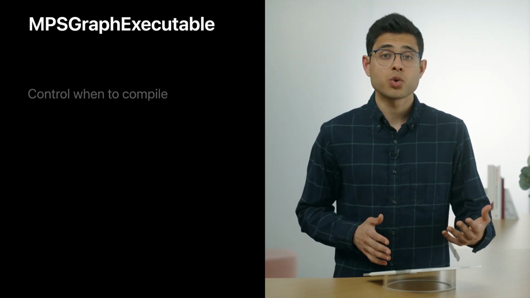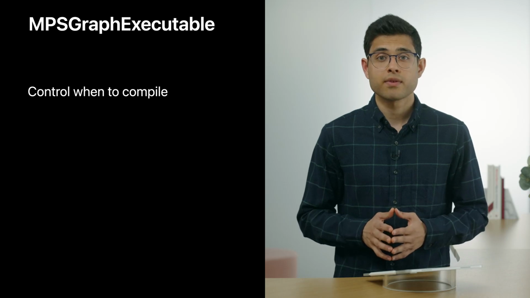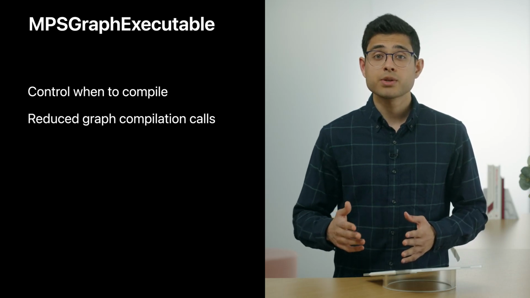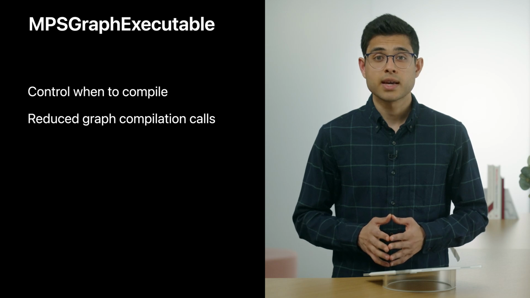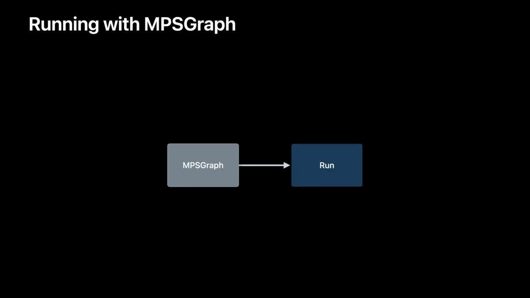This year, we are introducing the new MPSGraph executable API. This compilation API improves performance in two ways. First, it gives the developer control on when to compile the graph. Second, it allows you to reduce the number of compilation calls through deferred type inference. Now let's take a closer look at each.